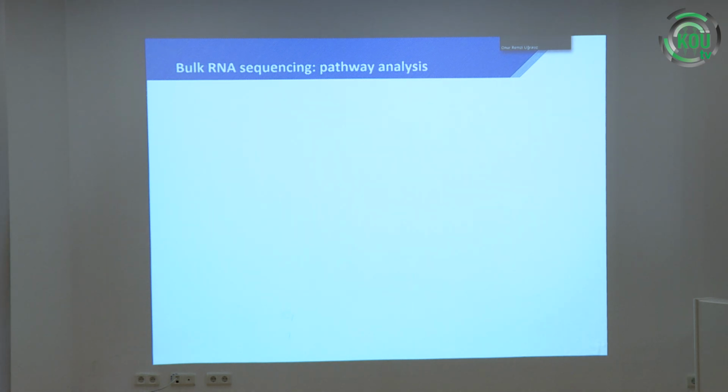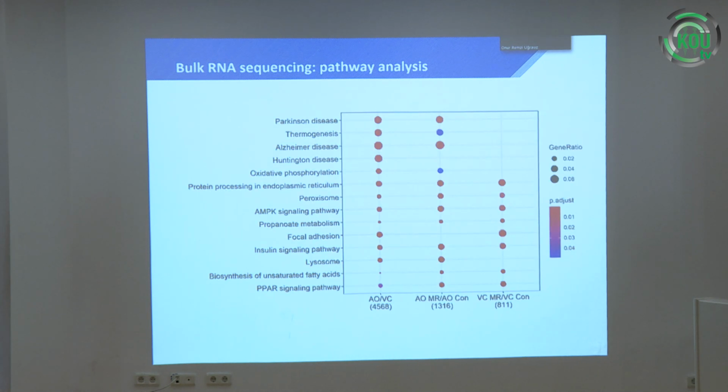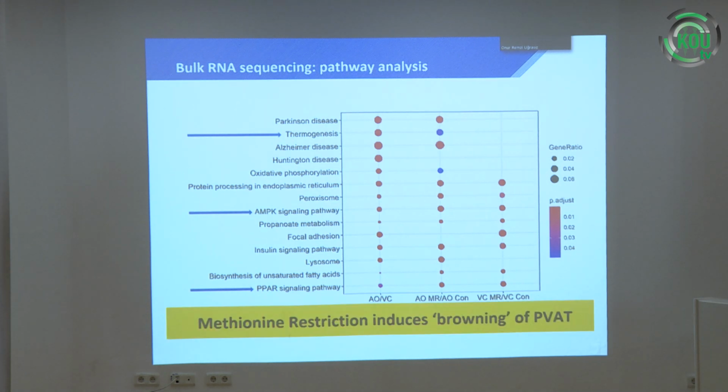But there were also some other interesting findings when we did the pathway analysis. We found increased thermogenesis, AMPK signaling, and PPAR alpha signaling, amongst others, which gave us the hypothesis that maybe methionine restriction also induces browning, so the transition from this bad white adipose tissue phenotype to a more protective brown adipose tissue phenotype.